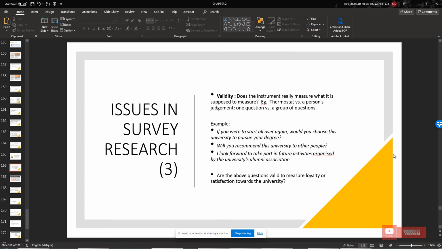So you need to ask. Either you want to measure loyalty or satisfaction, right? So you need to separate the items that ask about loyalty into one section, and the items that ask about satisfaction into another section. You cannot put all the questions together in one section, right? So this is the issue, right?